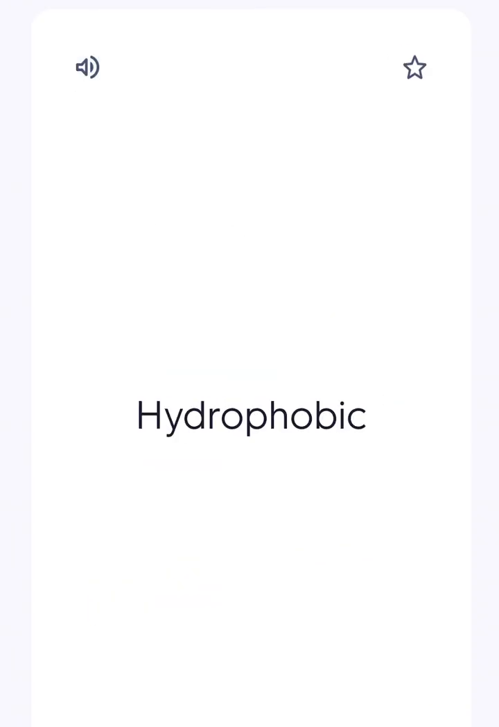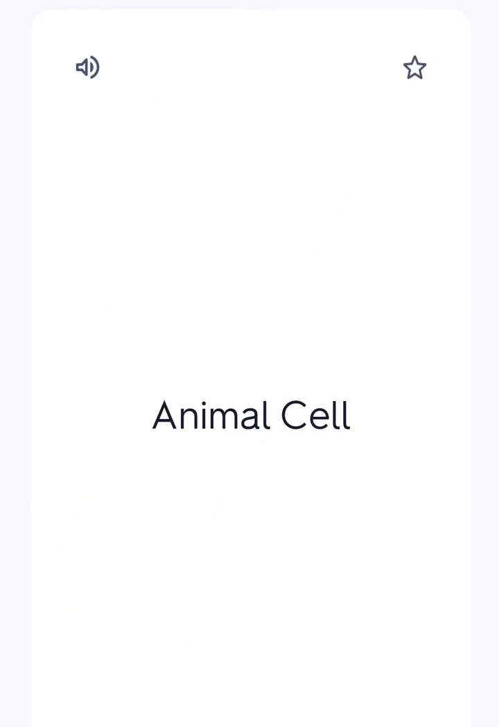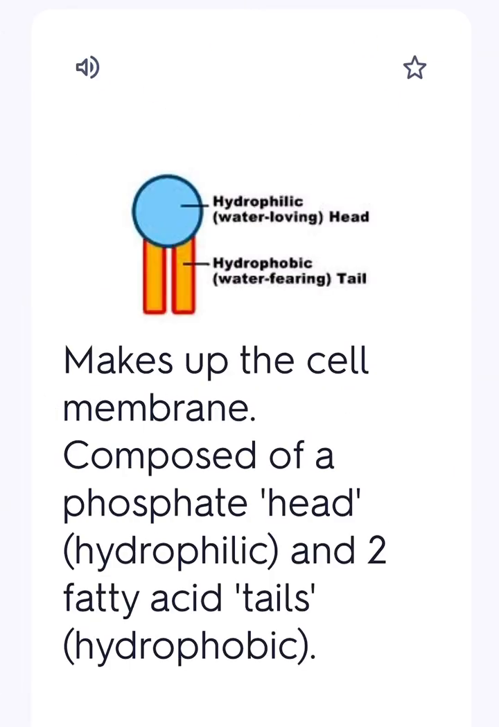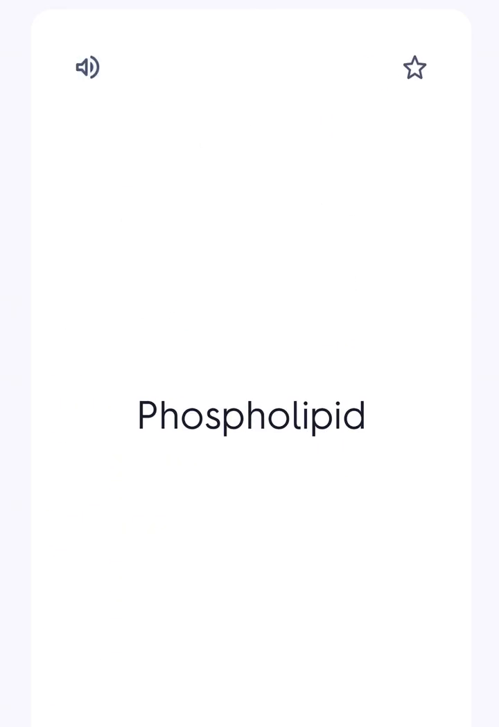Hydrophobic. Many small vacuoles, cell membrane only, centrioles, lysosomes: animal cell. Makes up the cell membrane. Composed of a phosphate head and two fatty acid tails: phospholipid.